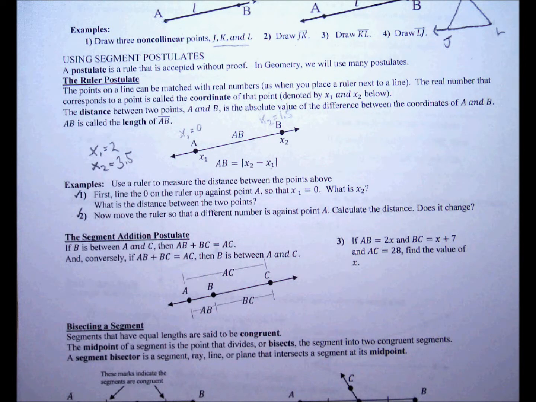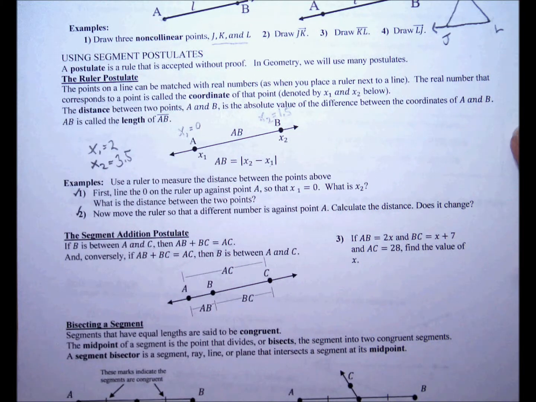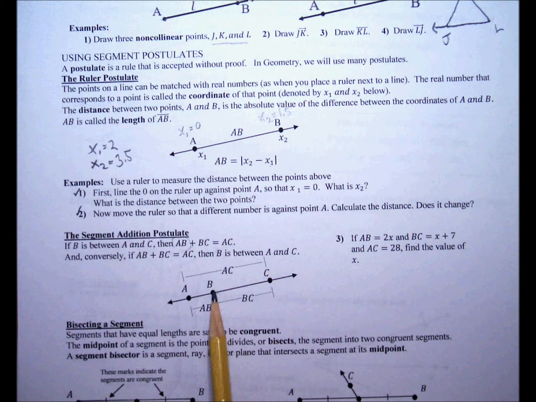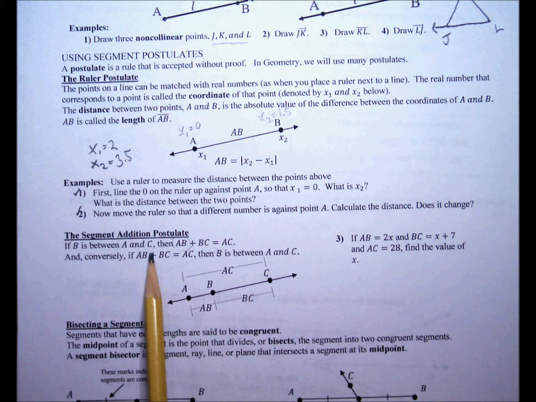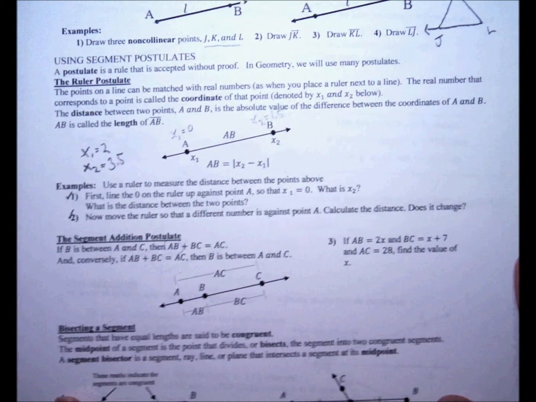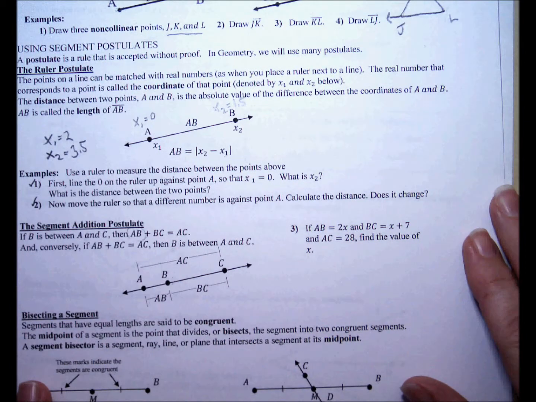Segment addition postulate is also, I think, common sense. If B is between A and C on a line, then the length AB, which we write just AB with no line over it, plus the length of BC equals the length of AC. Now the converse is true too. If AB plus BC equals AC, then B is between A and C. So here is where, as promised, a little algebra comes into your geometry class.